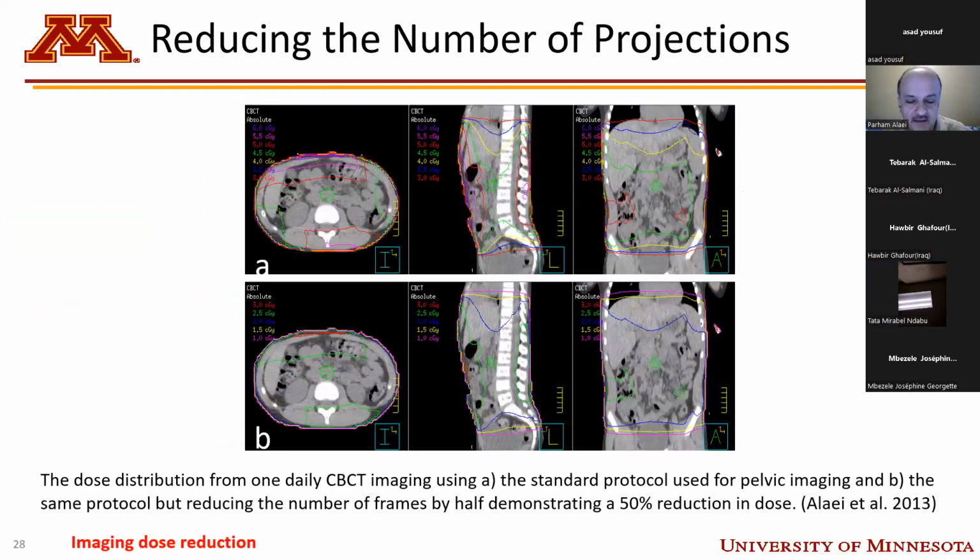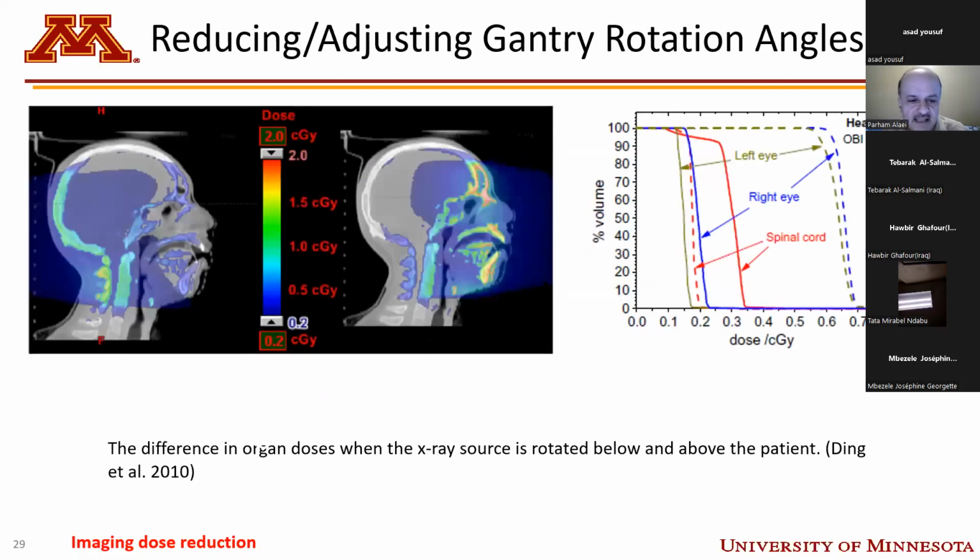Number of projections. This was what we did, actually a simulation or other calculation. What we did, we dropped the number of projections. This was an old Elekta unit, and I don't recall how many projections it was. These could be 600 or 700 projections for a full 360-degree rotation. But essentially, if you cut that by half, you get half the dose to the patient, again keeping in mind that the image quality needs to be good for patient positioning. And then gantry angle, this was published by Ding et al. in 2010. Again, this is a partial arc head and neck.